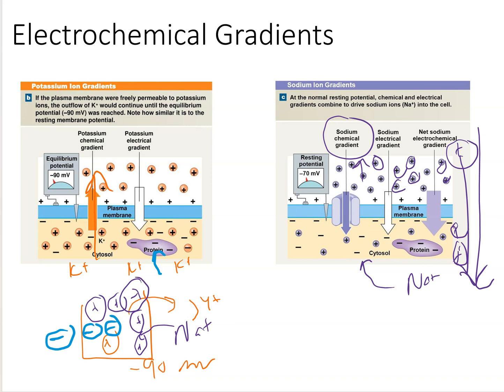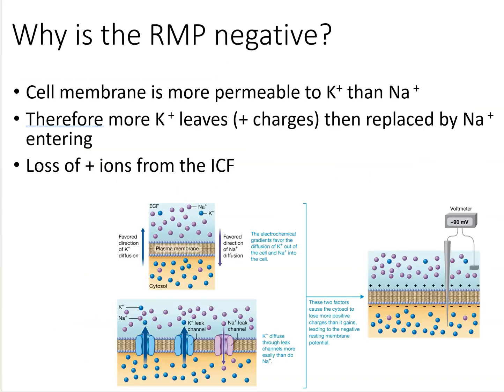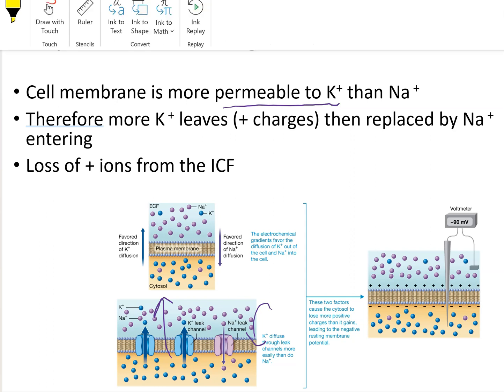So we're really looking at where the positive charges go, and if more leave than come in, then you're going to have a net negative charge on the inside. And that's exactly what's going to happen here. So because we have more of these leak channels for potassium, and we said earlier the cell membrane is more permeable to potassium, that means that more potassium is going to leave that cell than sodium can get back in. So more potassium is going to leave, very little sodium gets back in, and that's going to create the negative charge on the inside of the cell. So you're losing those positive ions like I showed you previously.